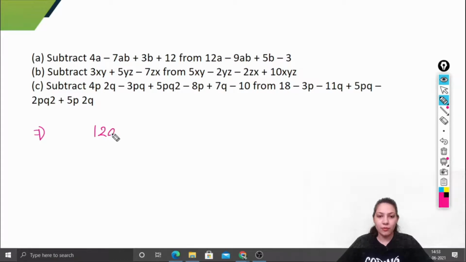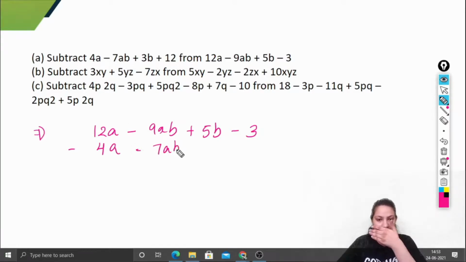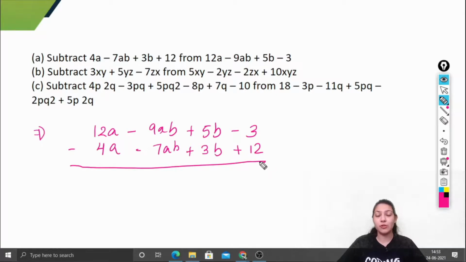So this is 12a minus 9ab plus 5b minus 3. Let us write the like terms below their like terms. So 4a, so minus of 4a will come here, 7ab, minus of 7ab, plus 3b, plus 12. Now remember we have to subtract, so we have to keep in mind the signs of the term.